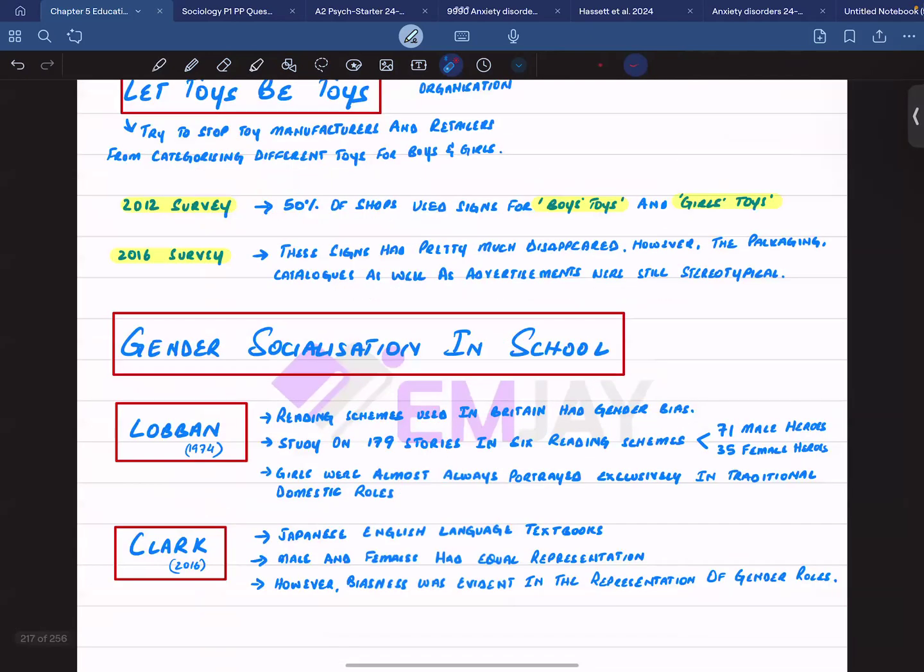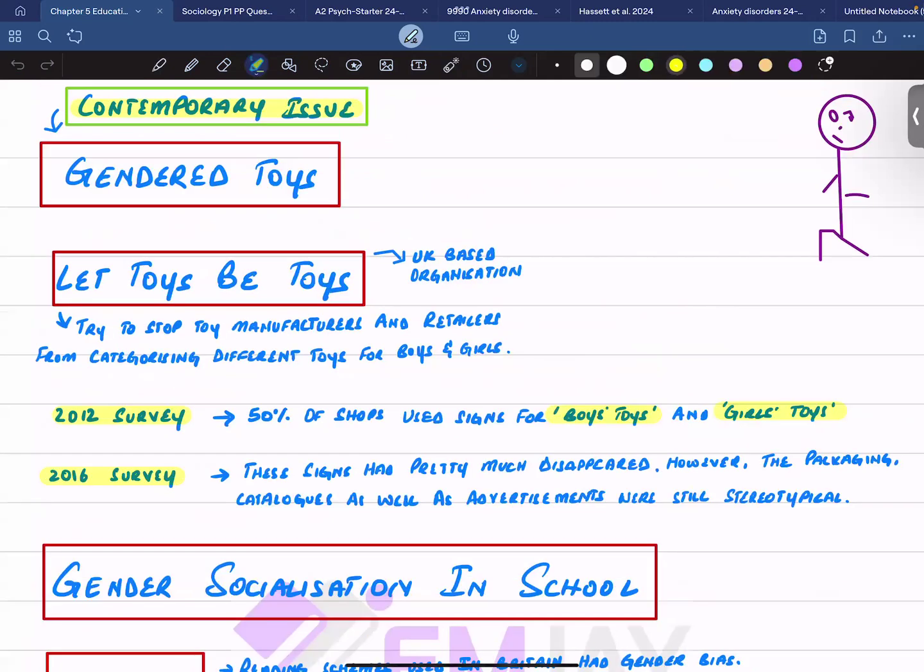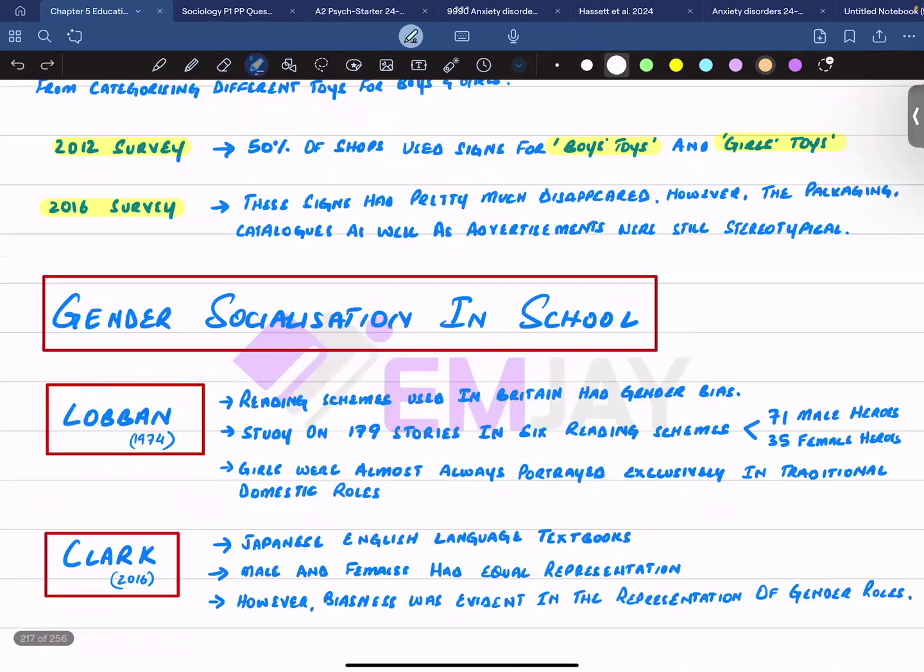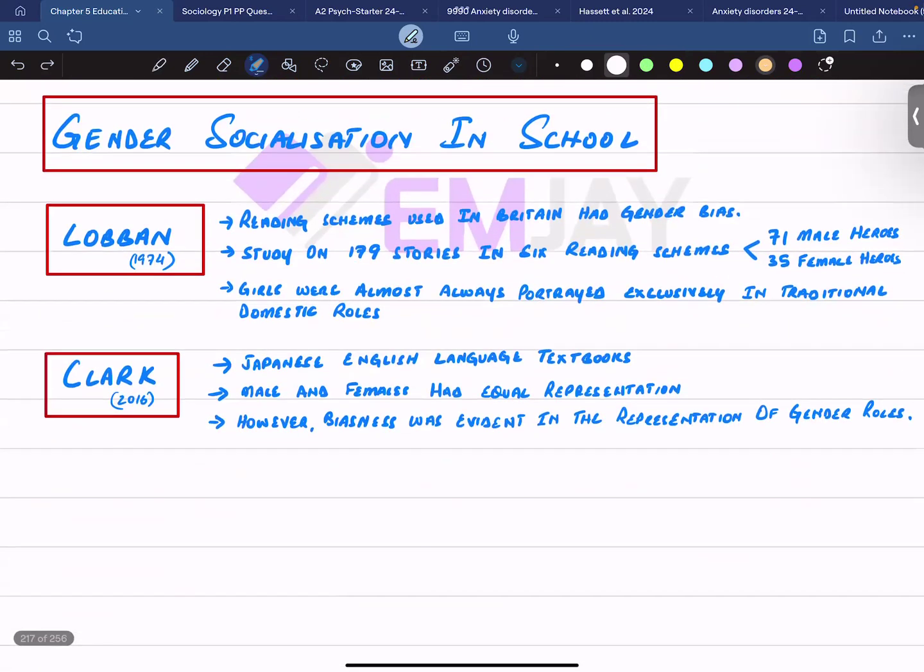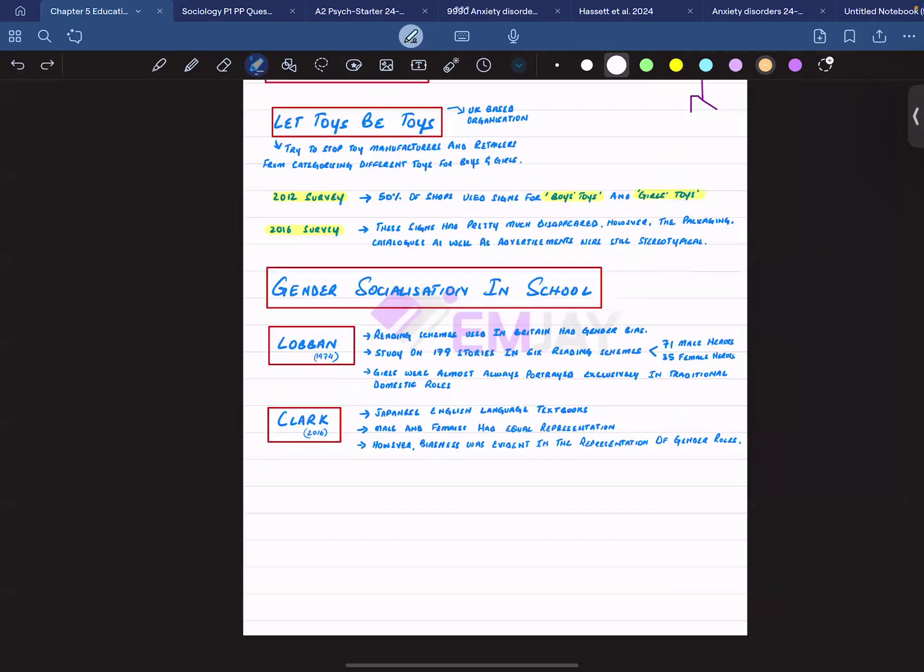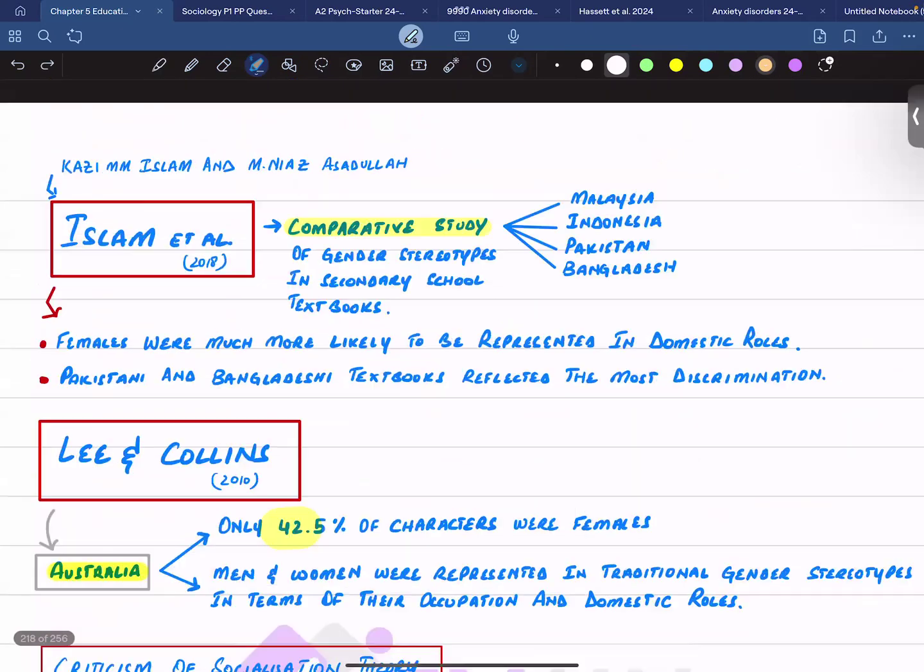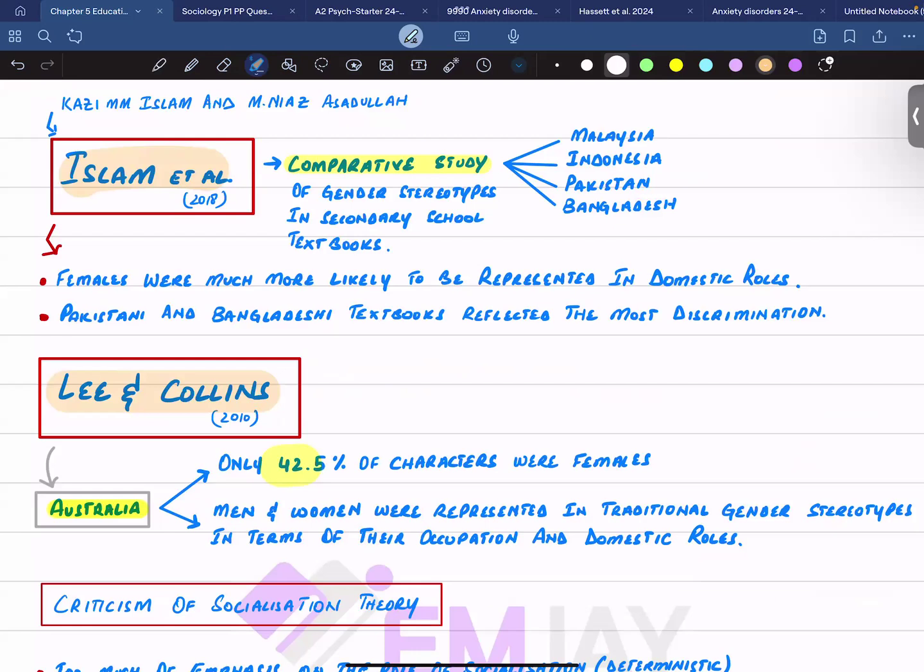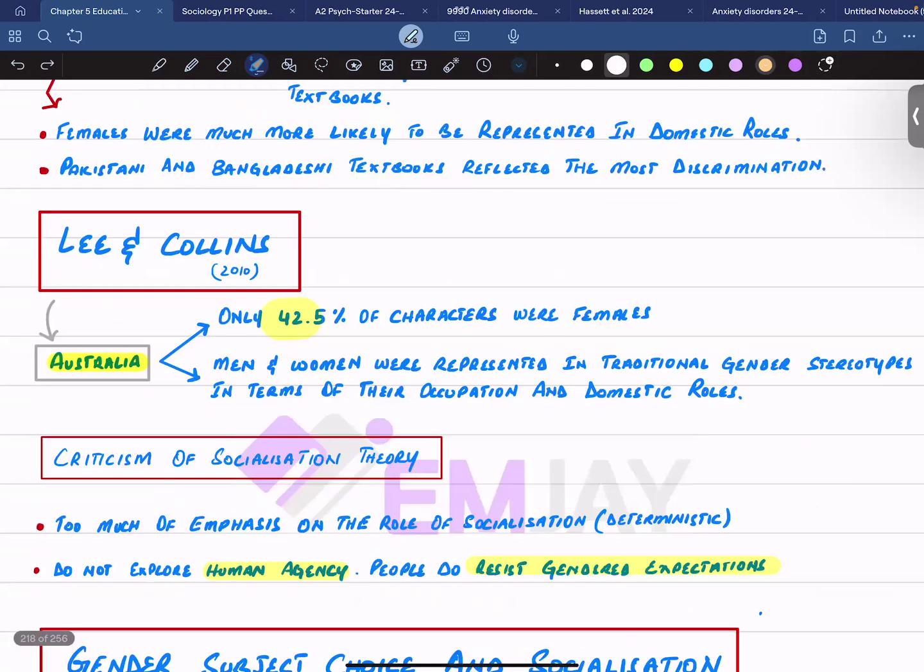Then we moved on and we spoke about this UK based organization with the name Let Toys Be Toys. We went on and then we spoke about the role that schools could play, that the schools do play, where we discussed the study that was conducted by Loban and the study that was conducted by Clark, followed by the study that was conducted by Islam et al., followed by the study that was conducted by Lee and Collins, followed by the criticism of the socialization theory.